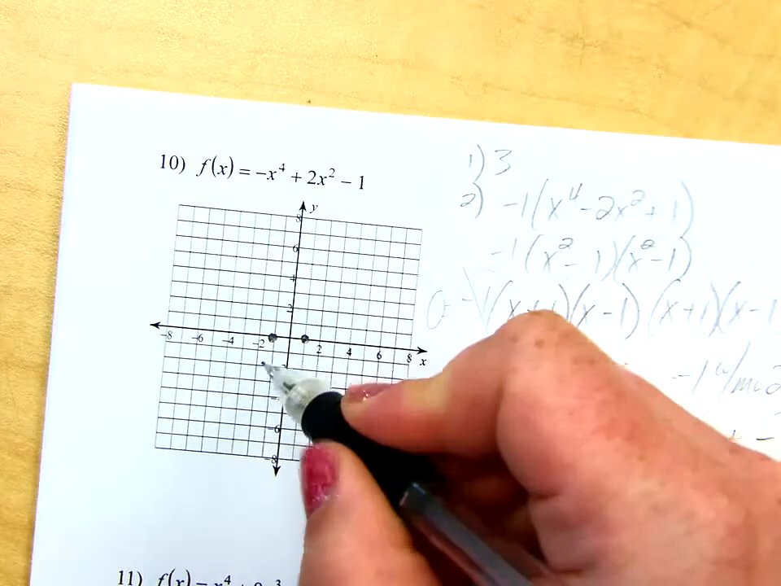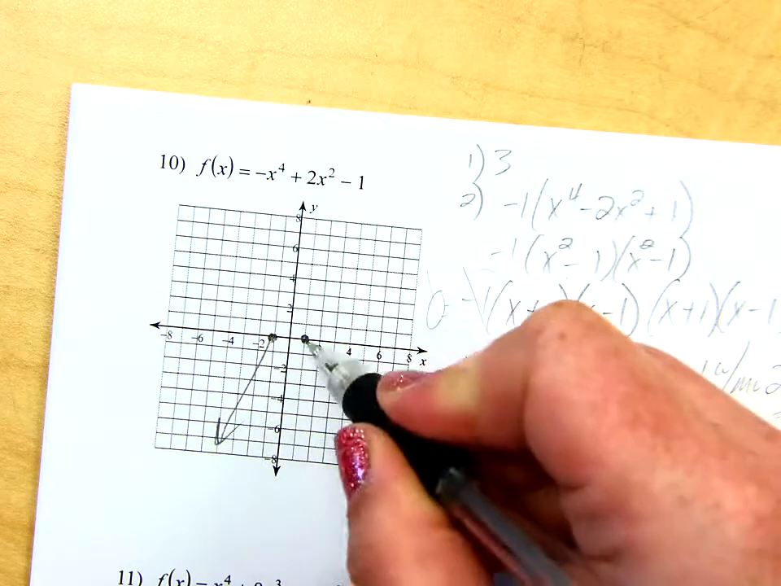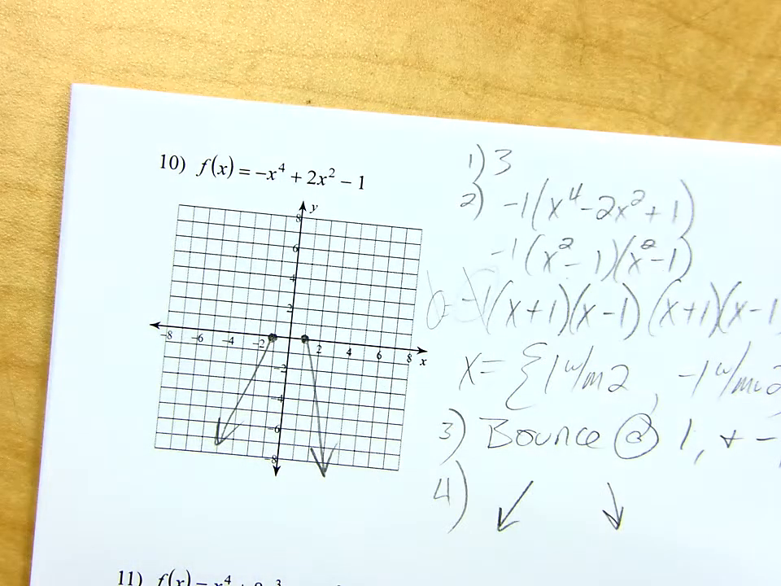So what does that tell me? That tells me you go like this and you go like this. So it's just what's happening in the middle that I kind of need to flesh out. So lucky us, there's only one number to plug in.